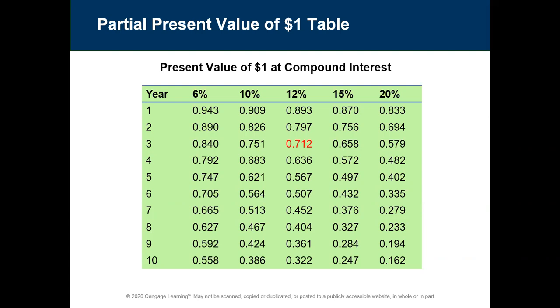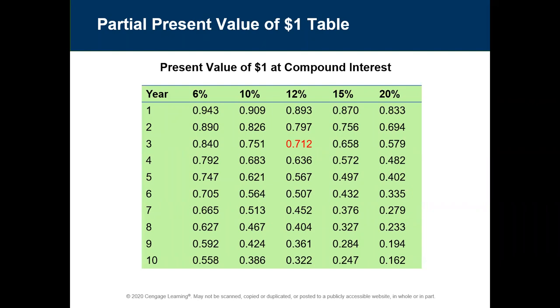So the present value of $1, 3 years, 12% is 71.2 cents. That means if I had 71.2 cents today and I invested it at 12% for 3 years, it'd be worth $1 at the end of 3 years. Does that make sense? How that all works? Because it will confuse you when you get into a problem.